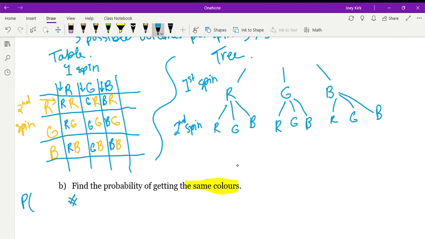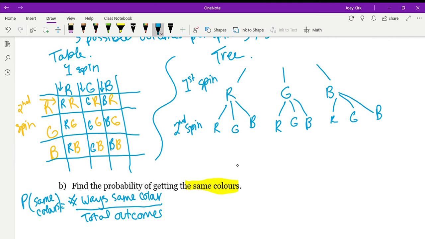I'll write it out like this. Probability of getting the same colors is going to be equal to the number of ways we can get the same color over the total ways or the total outcomes, right? Now, it's easier to visualize. I mean, you can count these. So if we count these squares, 1, 2, 3, 4, 5, 6, 7, 8, 9. And if we were to count at the end, 1, 2, 3, 4, 5, 6, 7, 8, 9. So I always like to check so we know there's 9 outcomes.